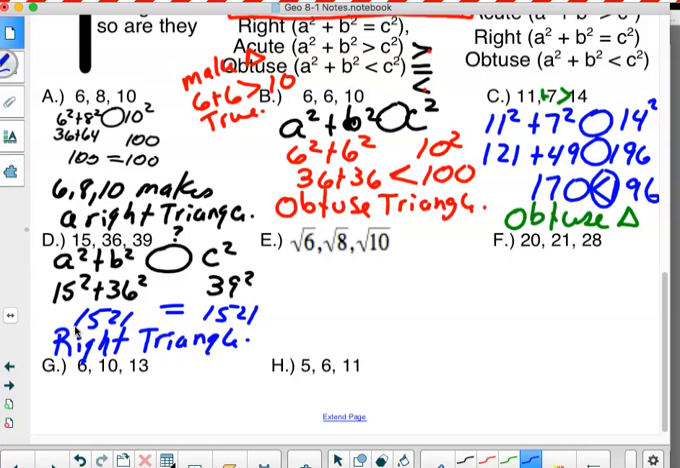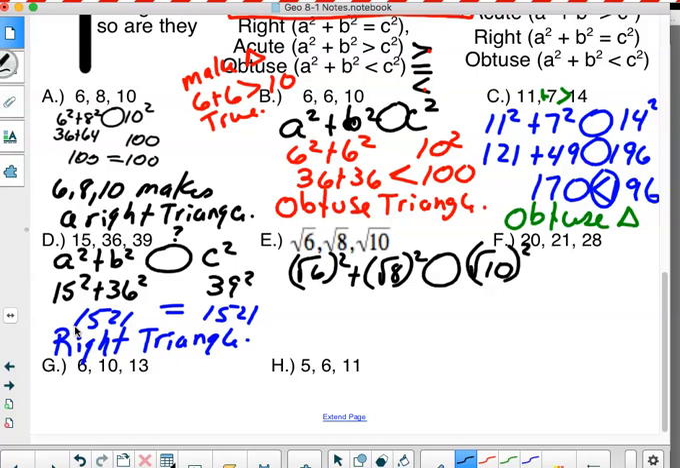Now, when we have stuff like E, this gets tricky. But remember, we're squaring these. And this is the square root of 6 squared plus the square root of 8 squared. And we're wondering, is it less than, greater than, or equal to the square root of 10 squared.